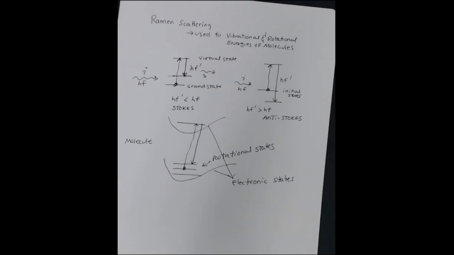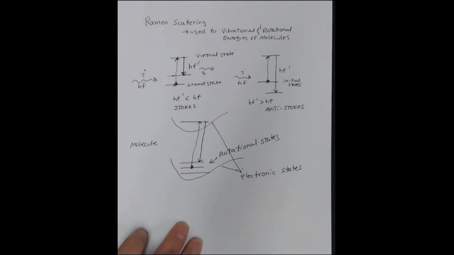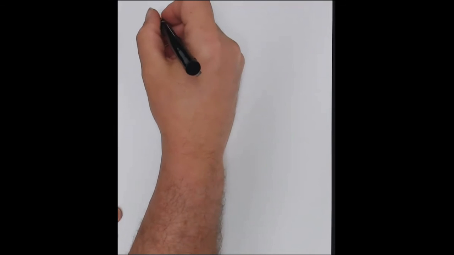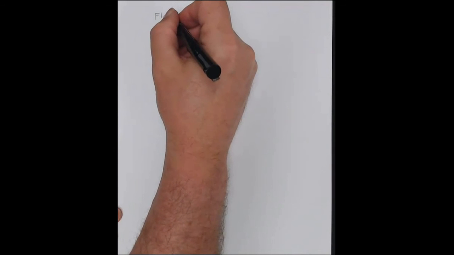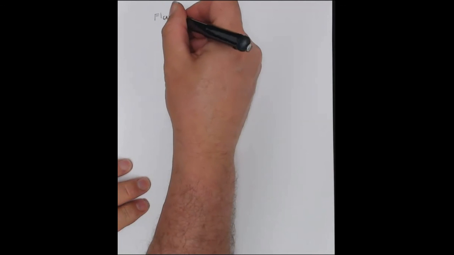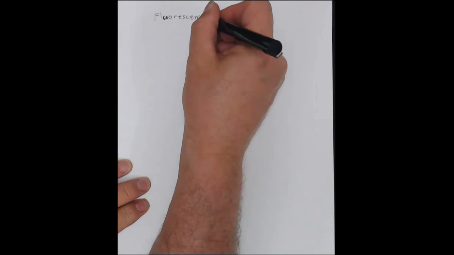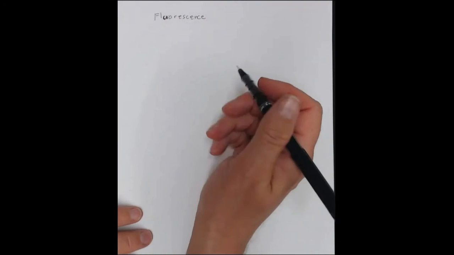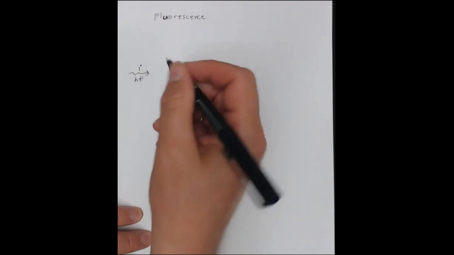Okay. So then the last thing I want to mention to you is fluorescence and phosphorescence and the difference between those two phenomena. Okay, so let's first talk about fluorescence. So fluorescence, what's going on here? So we have our incident photon and energy hf.